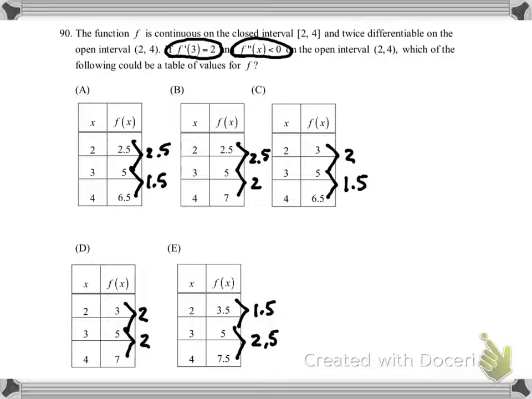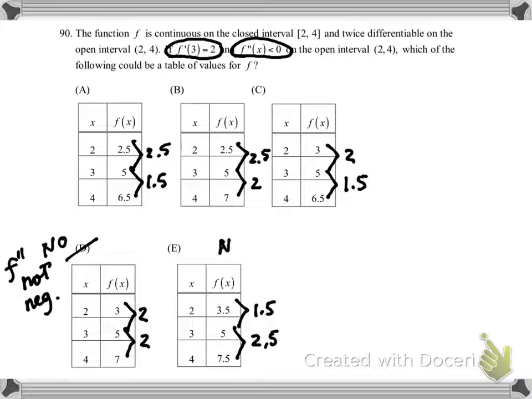Okay, so because it says that the second derivative is less than 0, I can't have D, because the slopes here are the same, 2 and 2, so it's not decreasing. The slope's not decreasing, so this is a no. F double prime is not negative, not less than 0, because it's actually constant, 2 and 2.